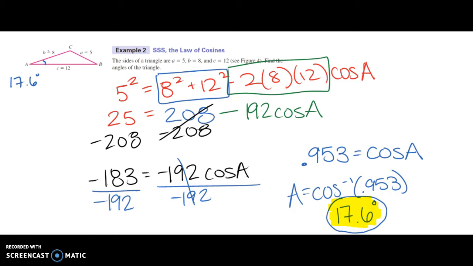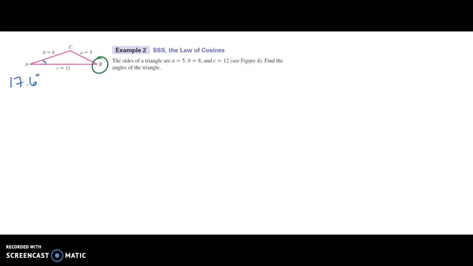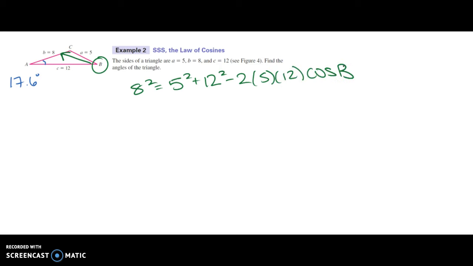I want to find B. Now, you could do it in any order, but I'm going to go for B. So I erase my work, and now I'm going to work from B. So if I'm looking for angle B, I need to start with a side across from it. And then I plug in my other two sides, squared, minus 2 times those other two sides, and then cosine of the angle I'm looking for. Again, I can type this in my calculator, so I'm going to do 5 squared plus 12 squared. You could do that in your head separately, that's fine.